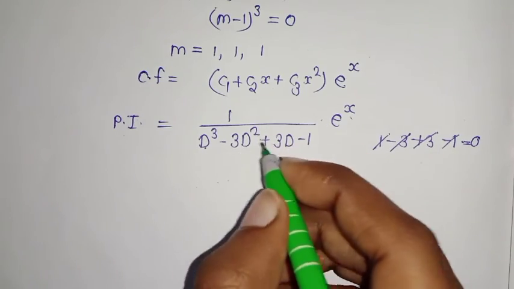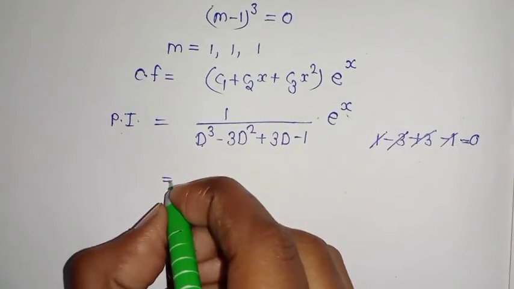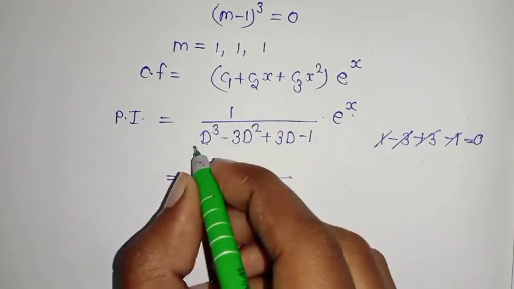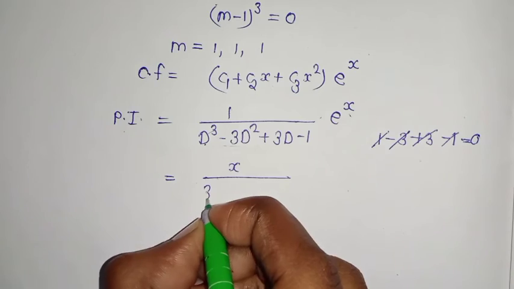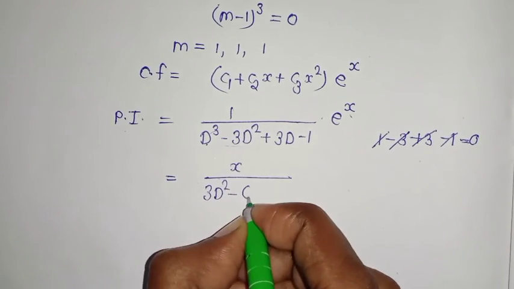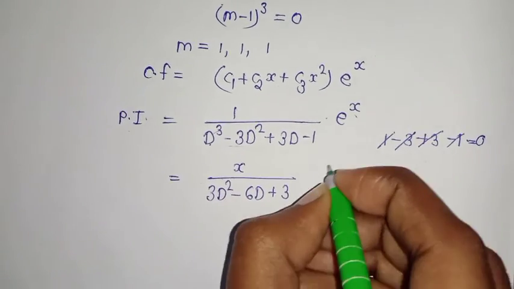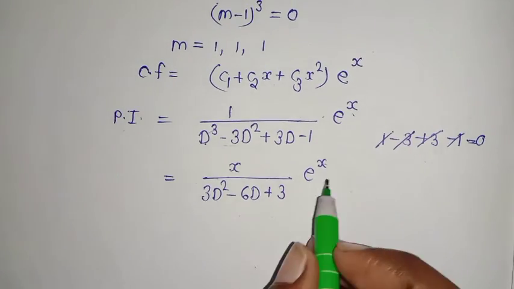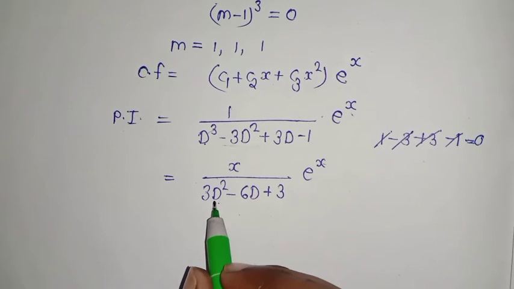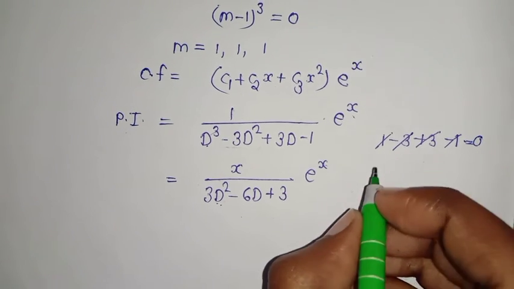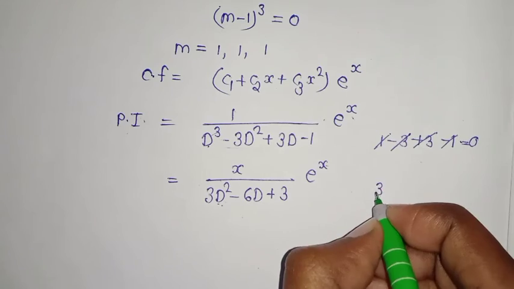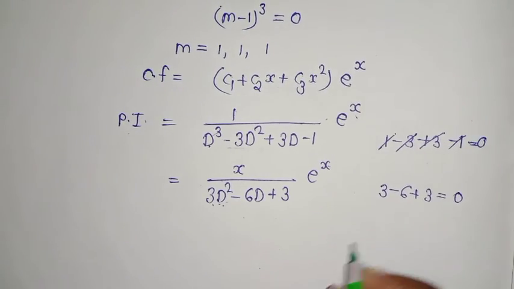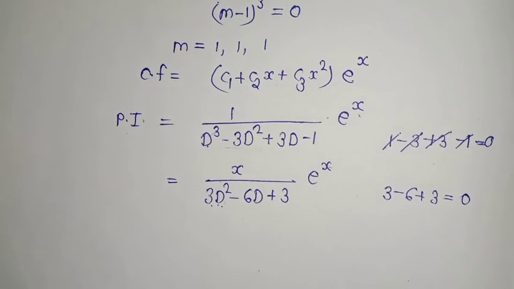So I am going to apply the next process, that is we multiply it by x and then we take the derivative of the denominator. So what it gives? 3d square minus 6d plus 3. And now we will apply this function over here. Now we will again put d is equal to 1 and check whether it is 0 or not. So if we put d is equal to 1 again, then this becomes 3 minus 6 plus 3. So you can see this is again 0. So we cannot apply the method of PI again.